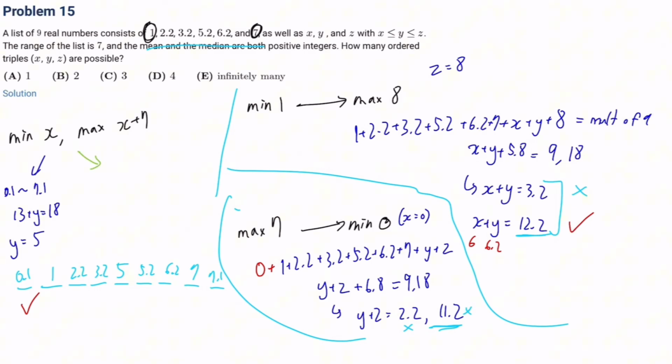And the other way that it's possible is that it goes from 0.6 to 7.6. And then that way, if we do this whole thing again, it's going to become 14 plus y equals 9.